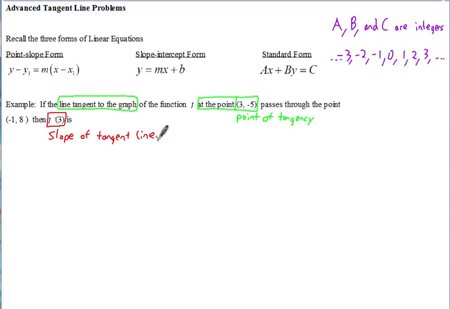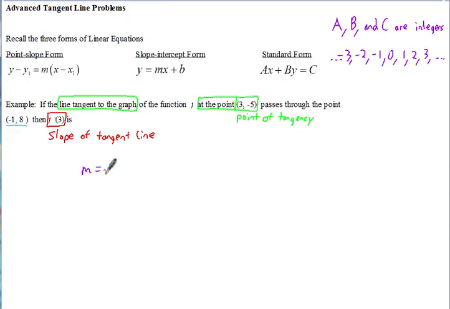However, we don't have the function, so we can't just take the derivative and plug in 3 like you normally do. Instead, we have to find the slope another way. We can use the fact that we have another point on the tangent line besides the point of tangency, and go back to the algebra way of finding the slope between two points.